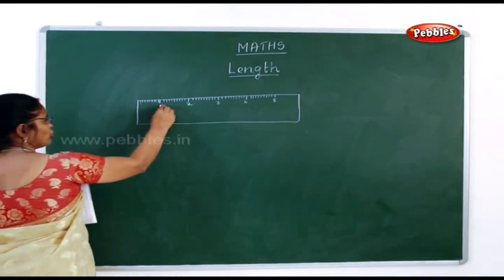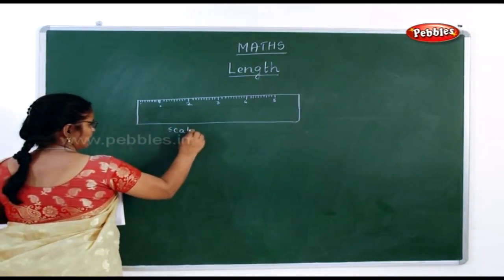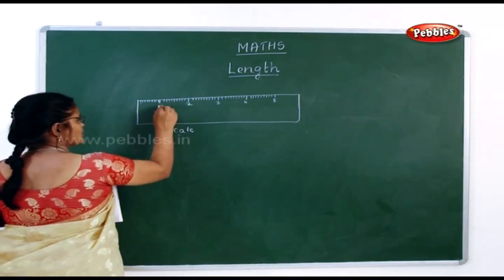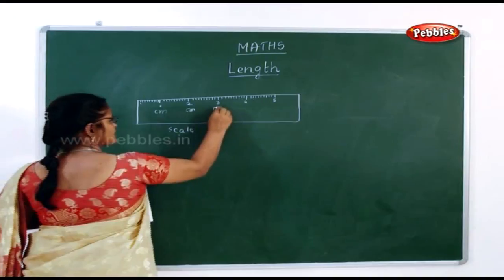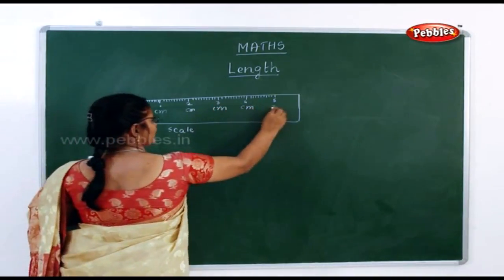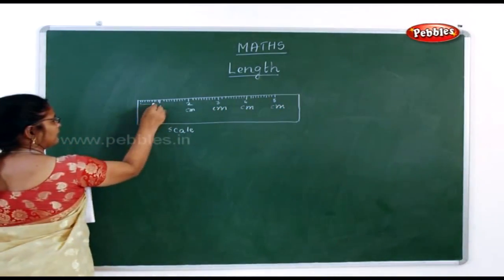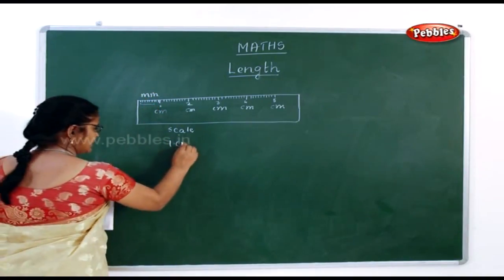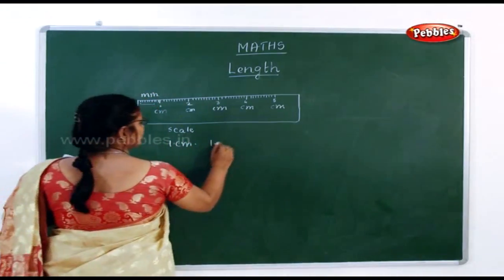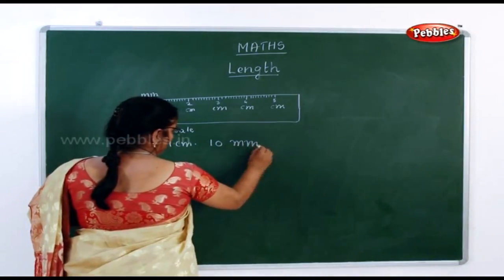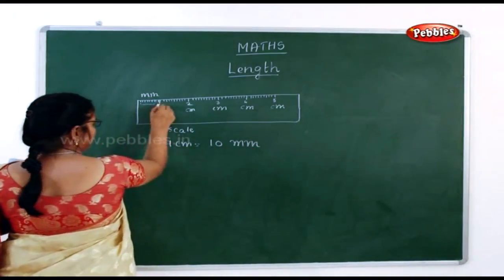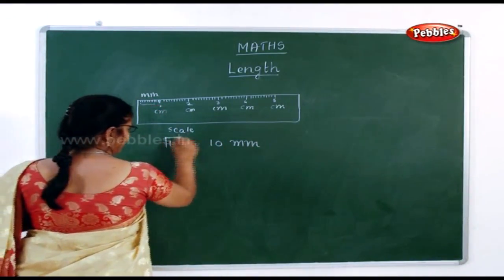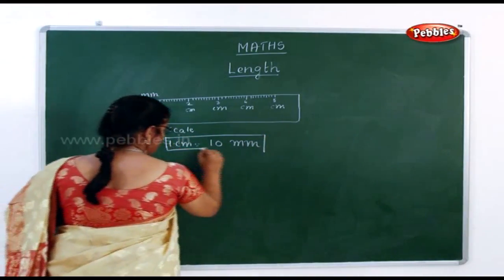See, this I think you must have seen in the scale. This is centimeter. This 1, 2, it's all centimeter. And these 10 parts, you call it millimeter. So, 1 centimeter is equal to 10 millimeter. It has 10 parts, so that's why 1 centimeter is equal to 10 millimeter.